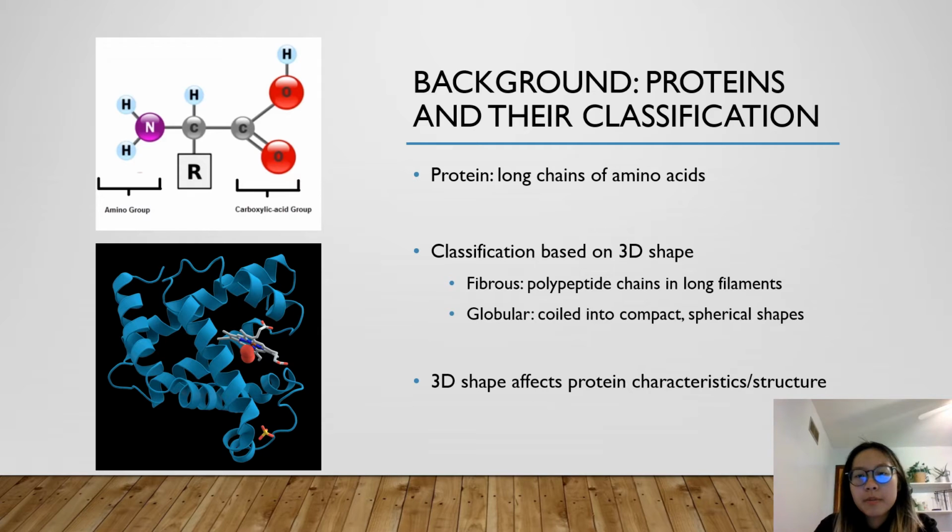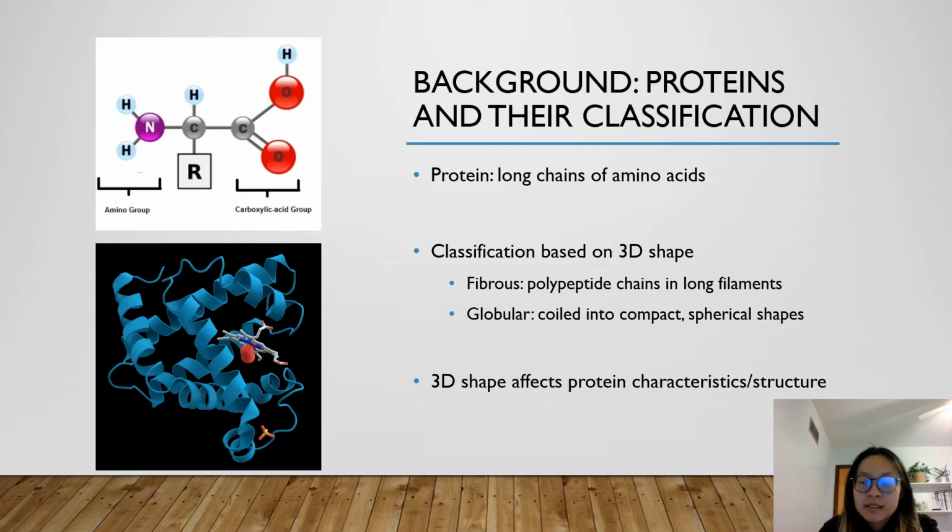So some background about proteins. They are long chains of amino acids, which are difunctional molecules containing a basic amino group and acidic carboxyl group, as you can see in the figure in the upper left. And amino acids are linked by amide bonds to form these proteins.